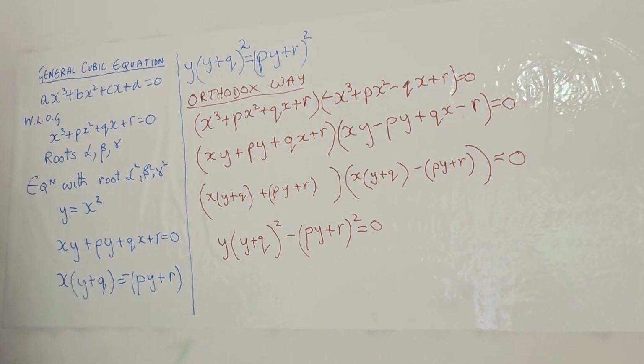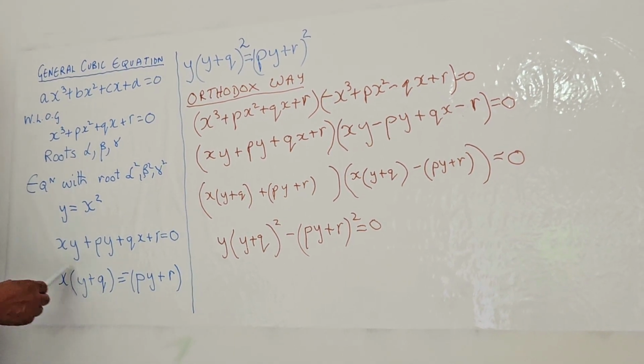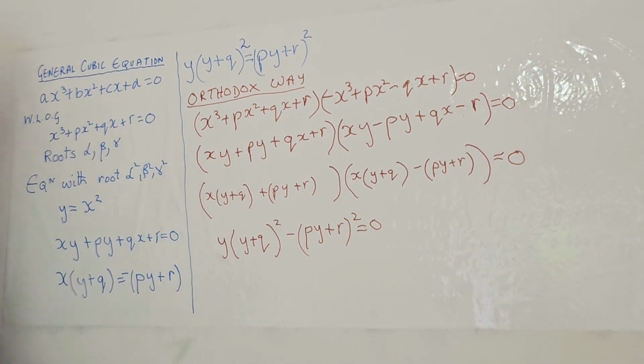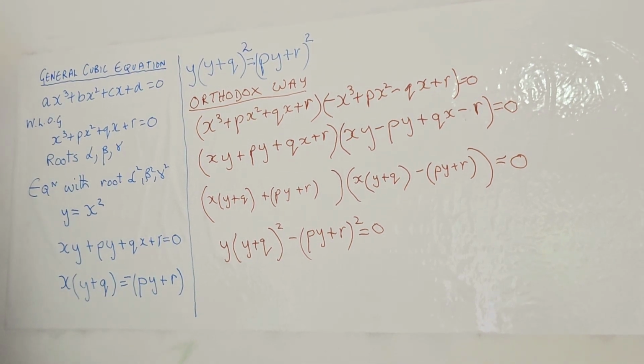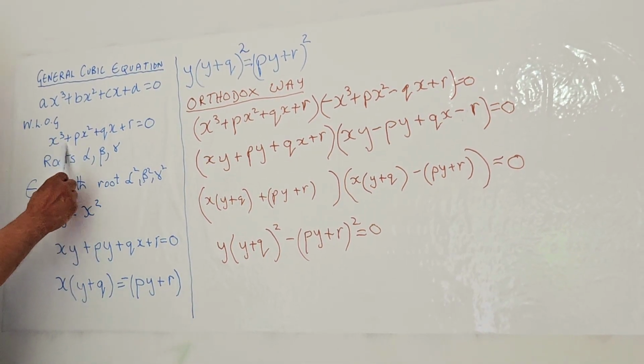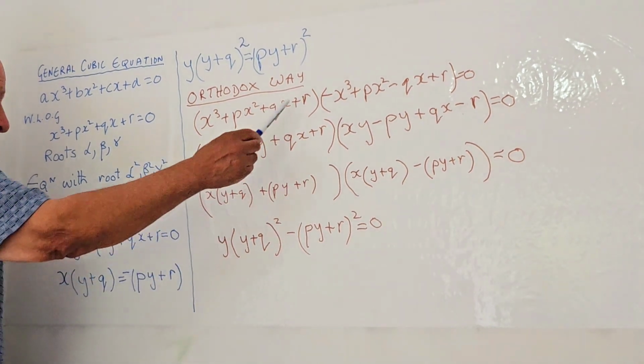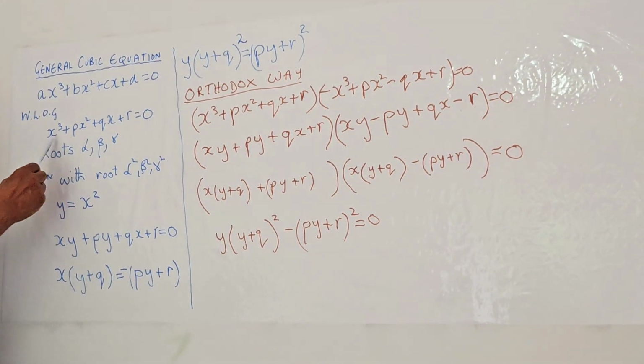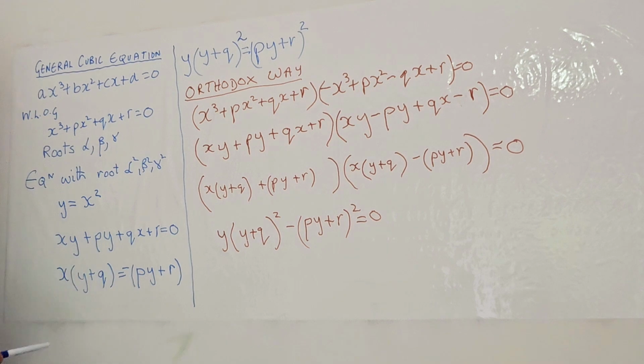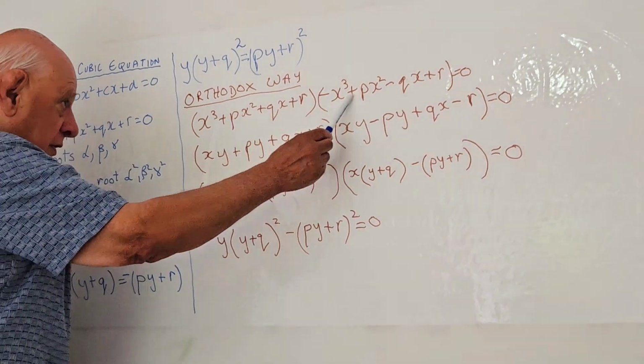Okay? So that's my way of doing it, but there is an orthodox way, and that is to write out the left-hand side here as it is, then multiply it by the same expression, but with minus x replacing x. And that is what you will get over here.